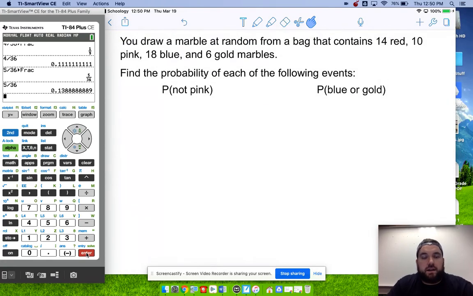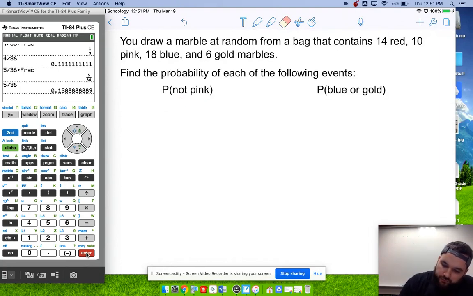So another example is, let's say you draw a marble at random from a bag, and that bag contains 14 red, 10 pink, 18 blue, and 6 gold. I grant you that this is not a super, super likely real world situation, but this is your classic probability question. There's a bag with some marbles. They have all these different colors. What's the probability that the marble you draw is not pink? Okay, I'm going to pick one marble out of the bag. What's the probability that it is not pink?